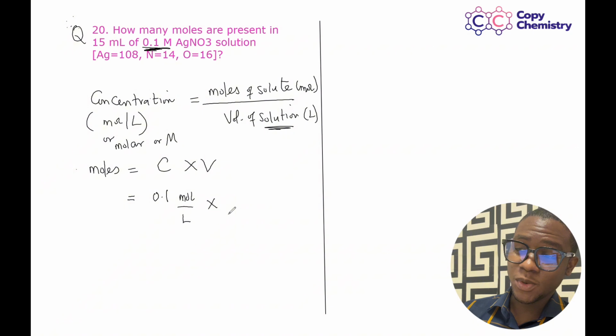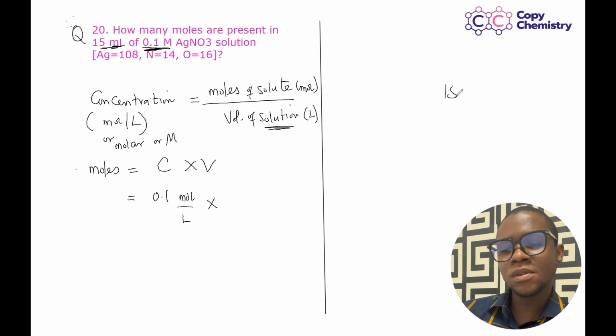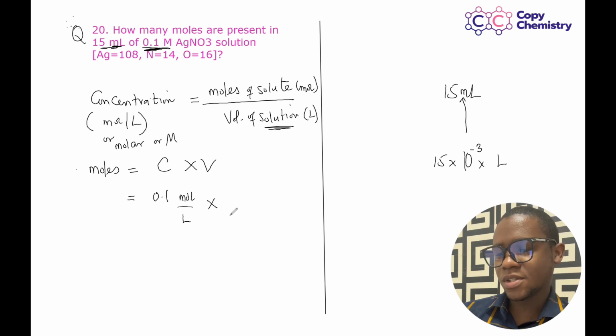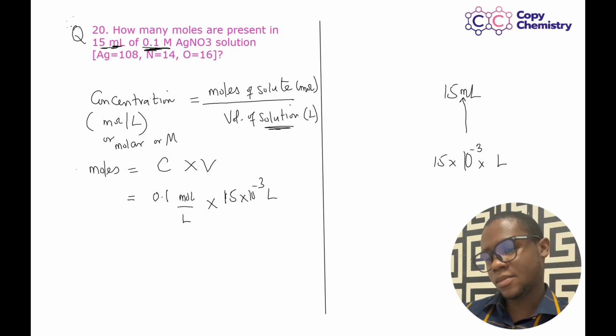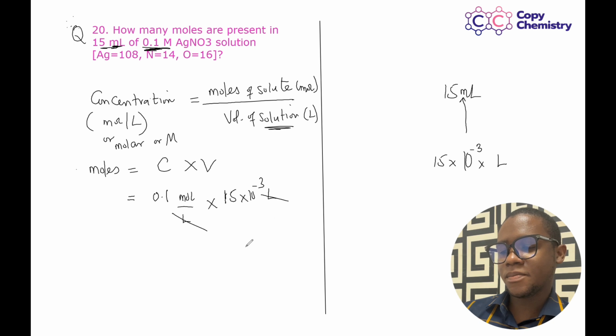We won't write the 15 ml as it is, because it's ml and we need to get that to liters. So let's do this apart here. 15 ml has to be converted to liters. The prefix milli is 10 raised to the power minus 3. So 15 milliliter is 15 times 10 raised to the power minus 3 liters. Let's plug that in here. This cancels this, and then you can do this calculation here.